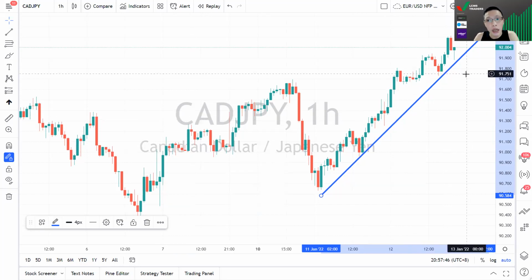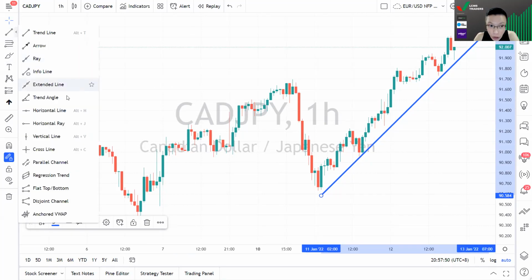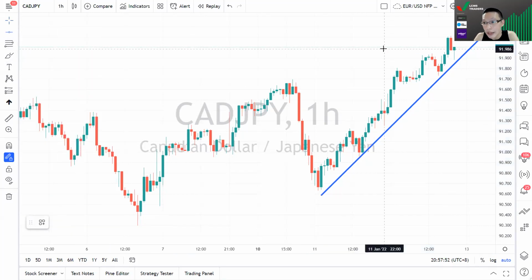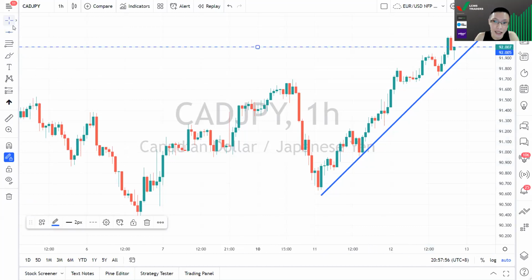So CAD Yen, I will definitely be looking for buying opportunities. However, once again, we are seeing that CAD Yen is at the moment trying to break above the 92 level. A couple of hours ago it tested, but then the next hour it actually came back down.